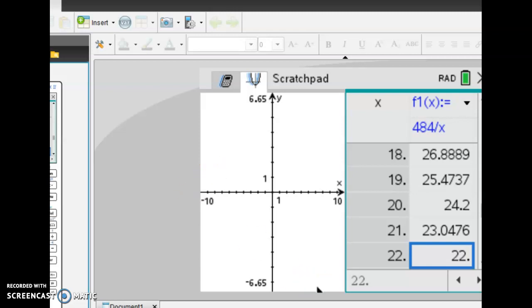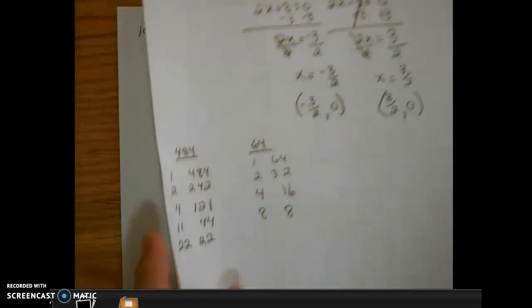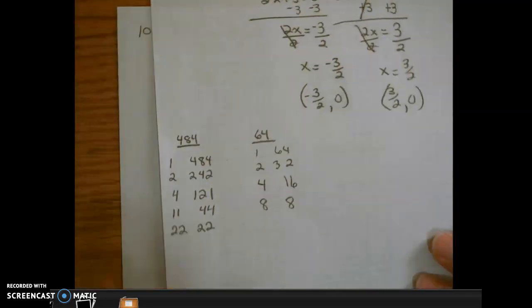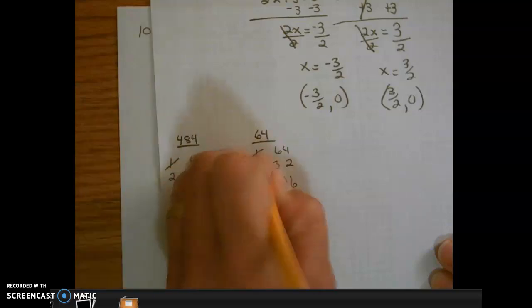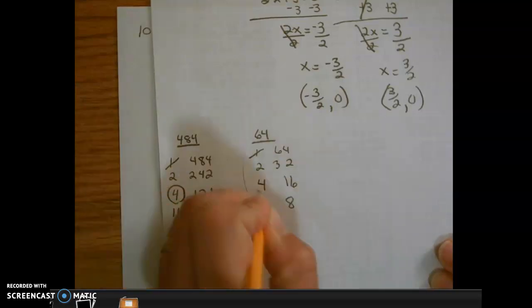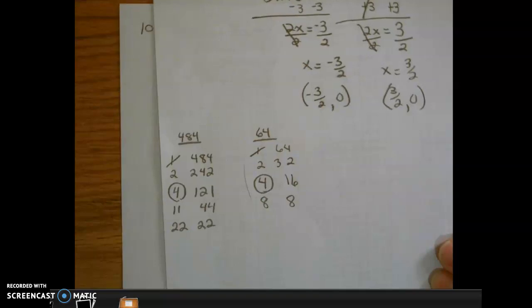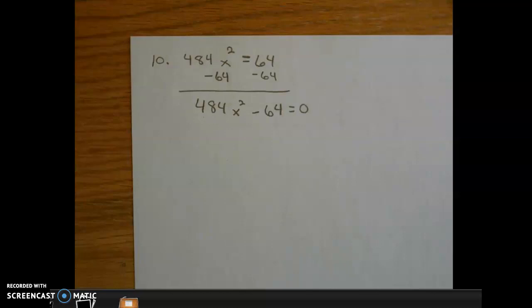Okay, so going back, I've written them all down right here. So here's all the factors of 484. Here's the factors of 64. Which one is common? The largest one, remember we don't count 1, so it's going to be 4. So that's what we're going to do. We're going to factor out a 4 out of these. So we're going to divide everything by 4.